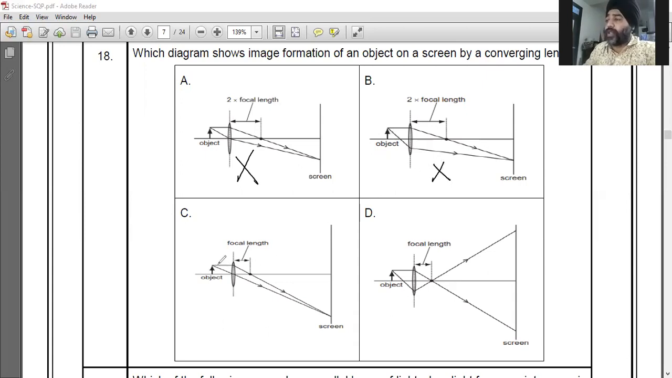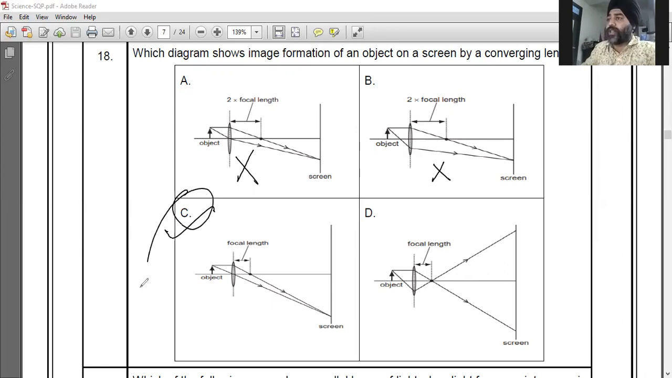Now in third option, the ray which is parallel to the principal axis is passing through focus, and the ray which is passing through the optical center is passing as it is without changing its path. So we can say that this option is correct. In D option also, the first ray is following the law, but the second ray which is drawn is not following the law.